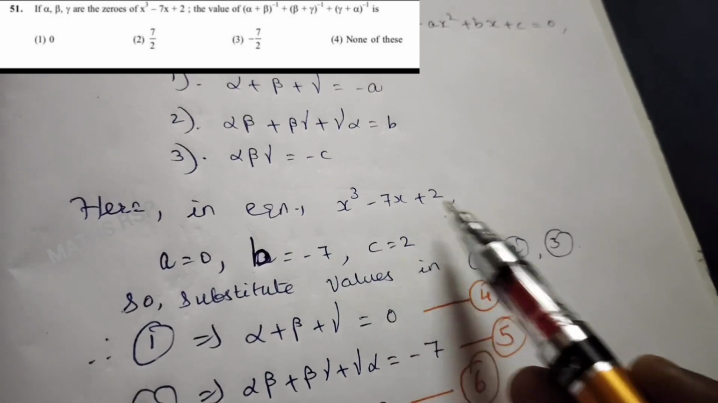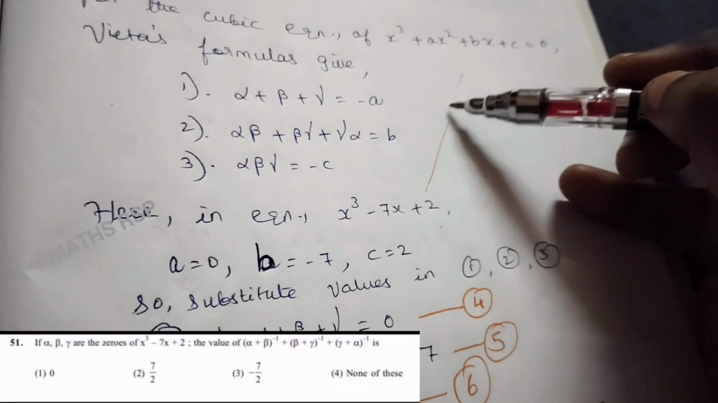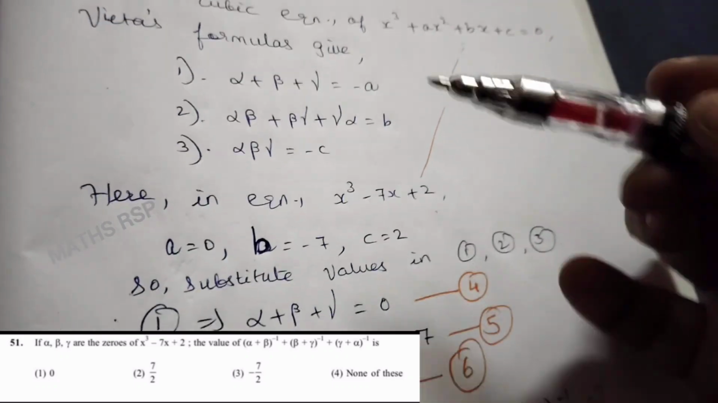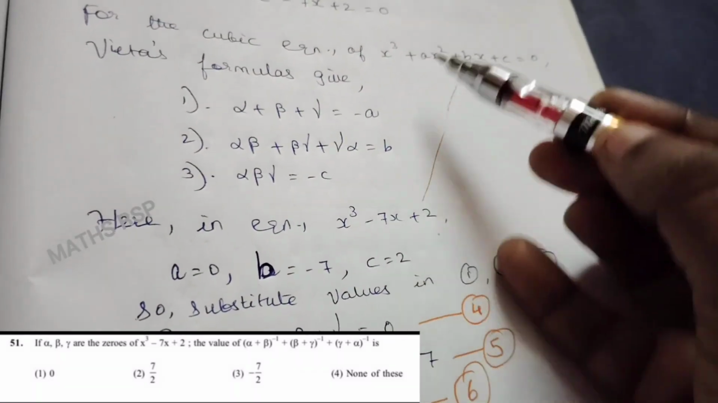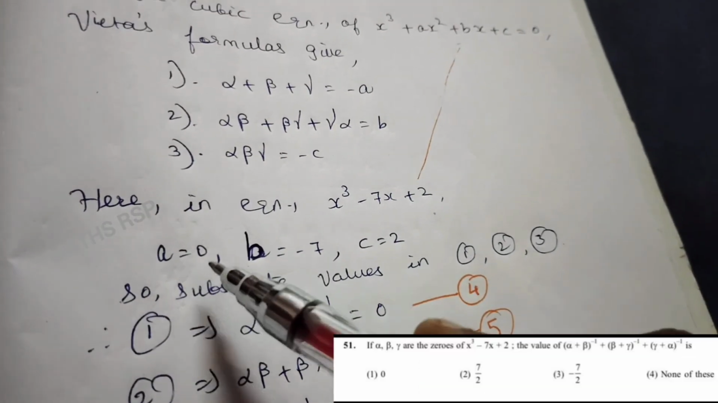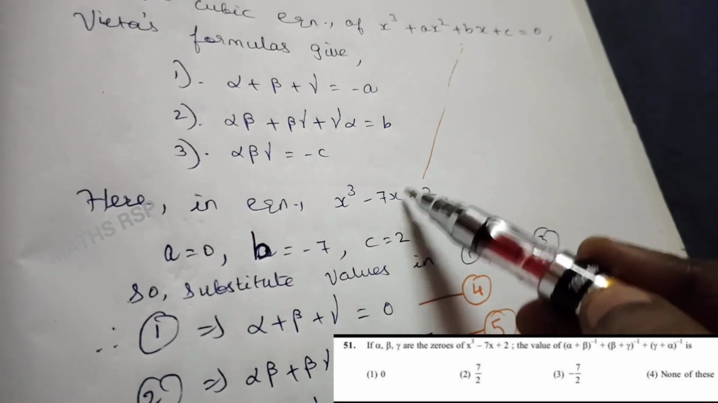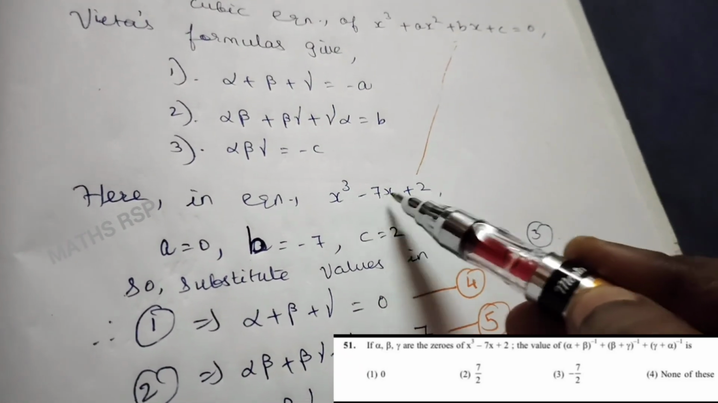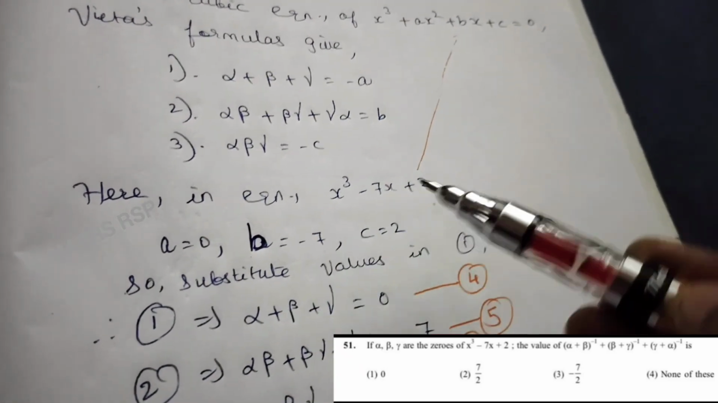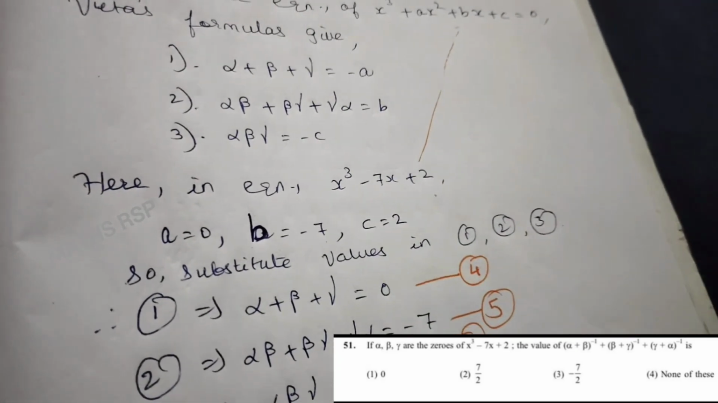This is the given equation, right? x cube minus 7x plus 2. By comparing these two, this is the given and this is the general expression, we can write a equal to 0, because here there is no x square. And b is the coefficient of x, which is minus 7, so b equal to minus 7. The constant value c equal to 2.